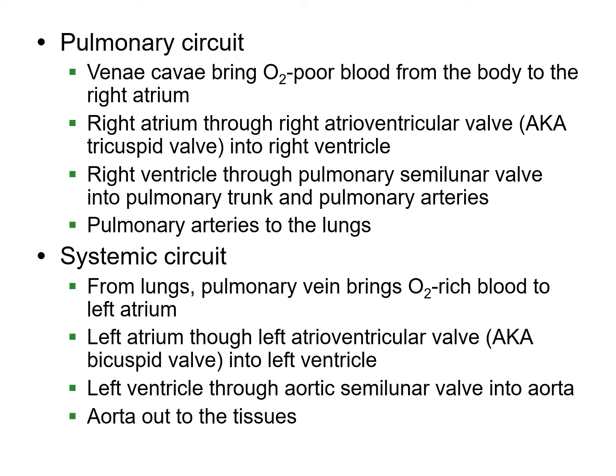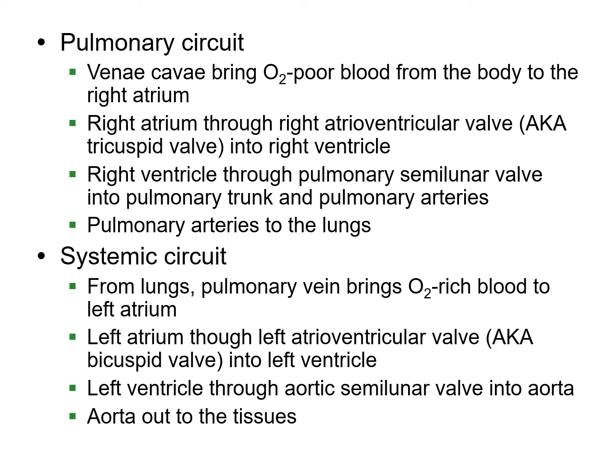From there, it then flows through the semilunar valve to get into the pulmonary trunk. From the pulmonary trunk, it goes to the pulmonary arteries, which means at that point, it is now being pumped to the lungs. That's what pulmonary means. So this is the way to get the O2 poor blood to the lungs. Once you get it to the lungs, it's going to get oxygen because you're breathing.